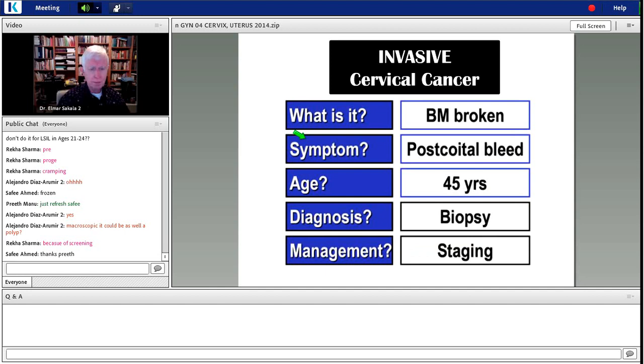Staging. Staging says how far has it gone? Is it limited to the organ, stage 1? Is it immediately adjacent, which is stage 2? Is it involving the lymph nodes, which is stage 3? Or is it distant metastasis, which is stage 4? And obviously, you'd like to have something which is low stage, not high stage.